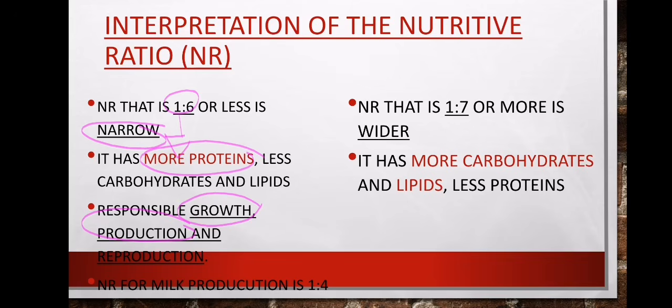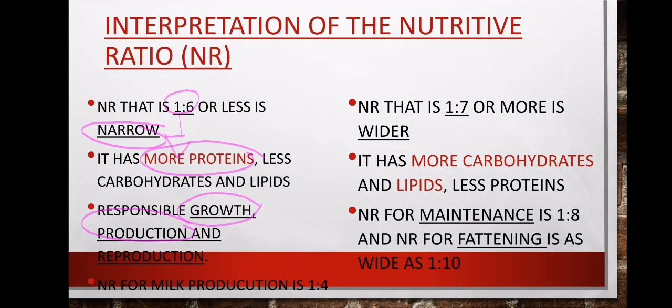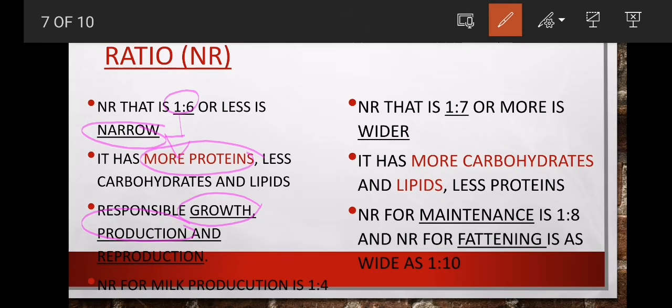You will recall the role of the carbohydrates and lipids. You will say it's for fattening the animals. And again, it can also maintain the body mass of the animal. So we'll also say it's for maintenance. So let us look at the function of this feed that has a wider ratio, which is more than 1:7. We will say this feed is good for maintenance.